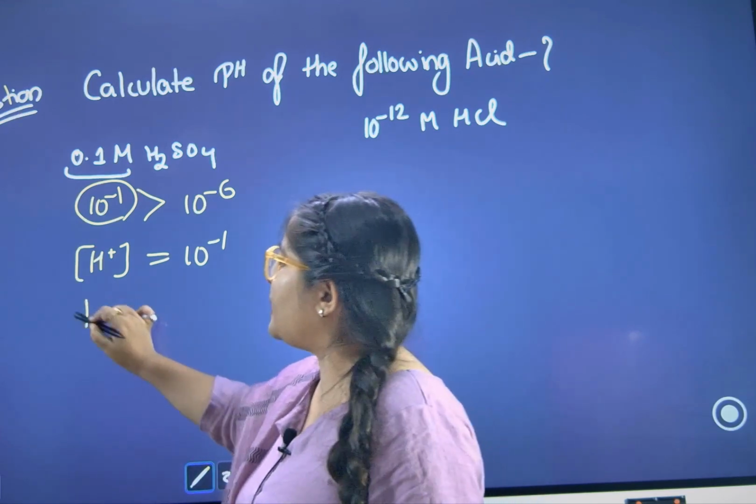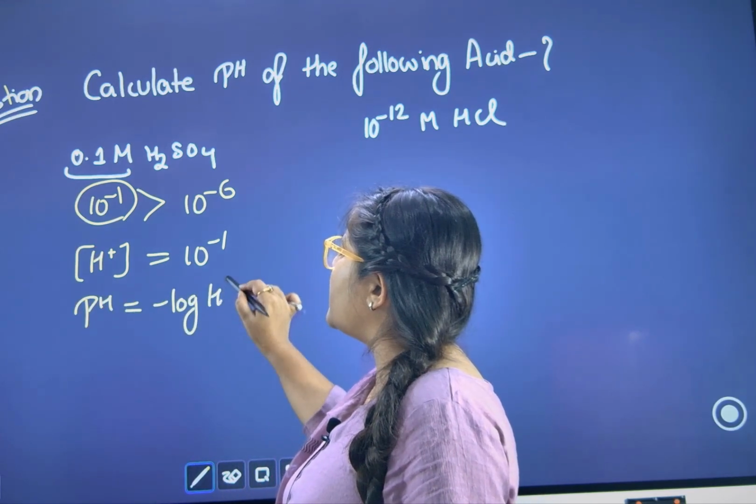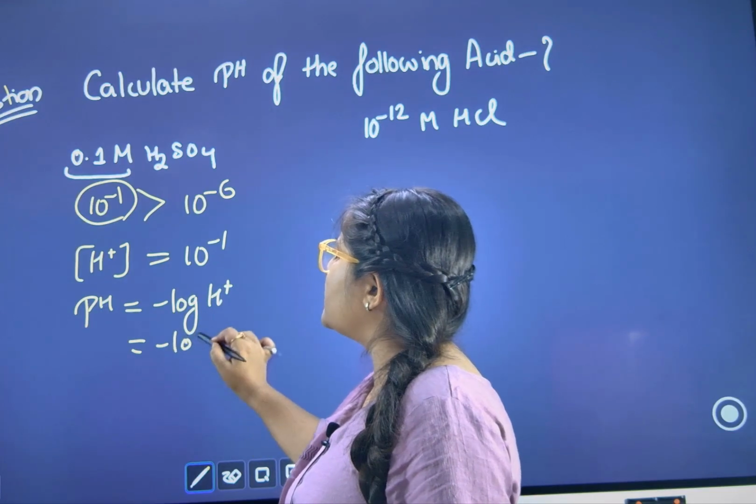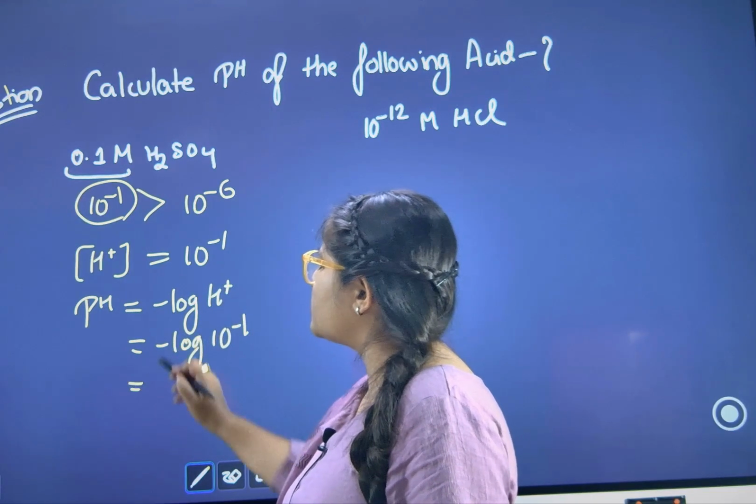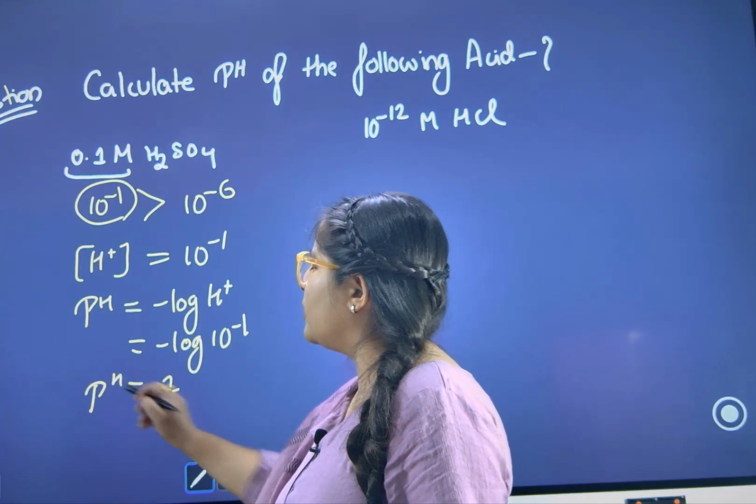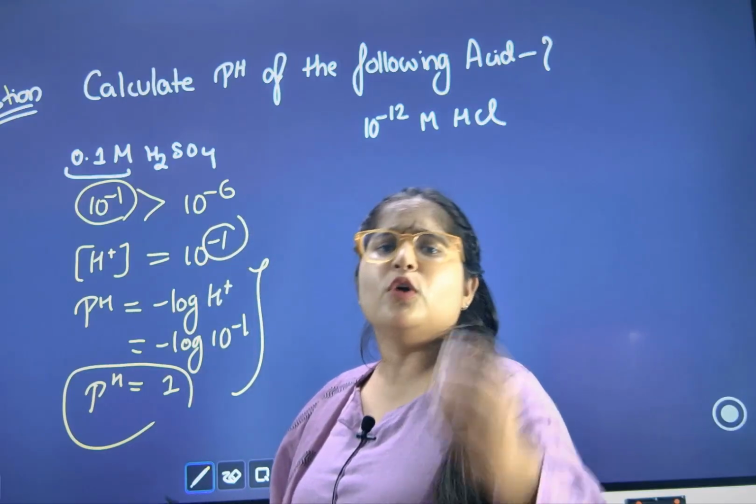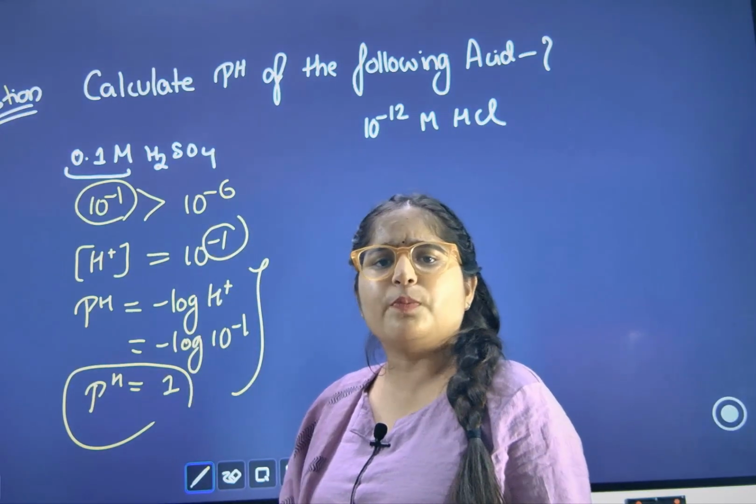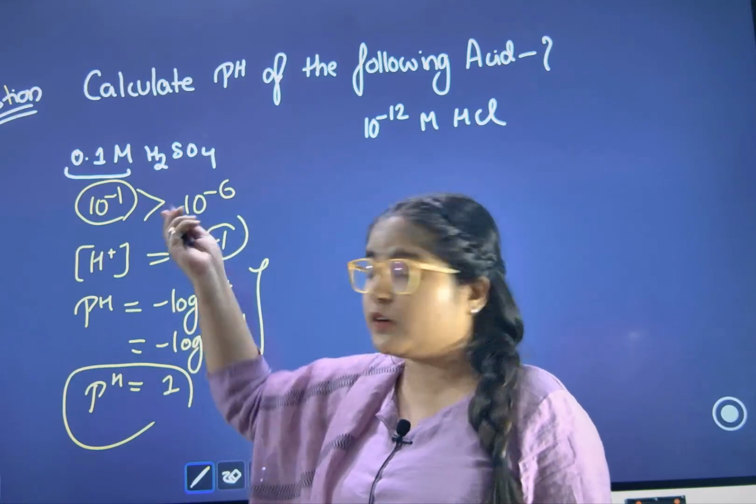So what will be the pH? pH will be equal to minus log H plus ion. So minus log of 10 to the power minus 1. Minus 1 will come here, minus minus plus 1 log 10, and log 10 is 1. So pH will be equal to 1. Will you do this much? No. What is the power? Minus 1, 1 is the pH. Power is 2, pH is 2. Power is 3, pH is 3. Whatever is the power, that is our pH.